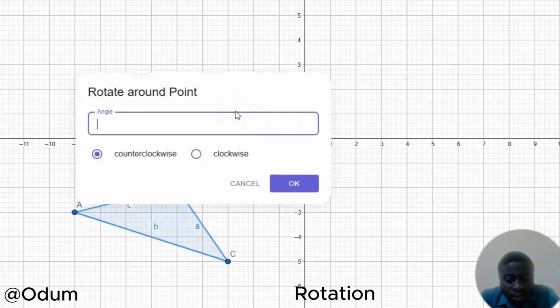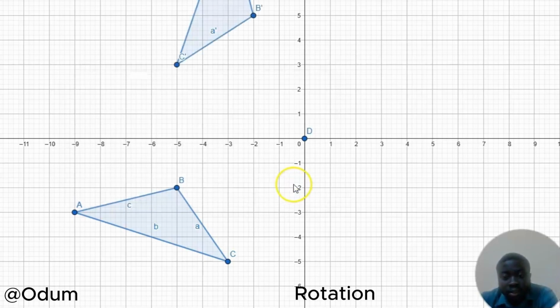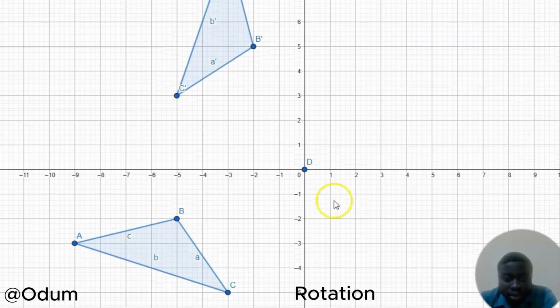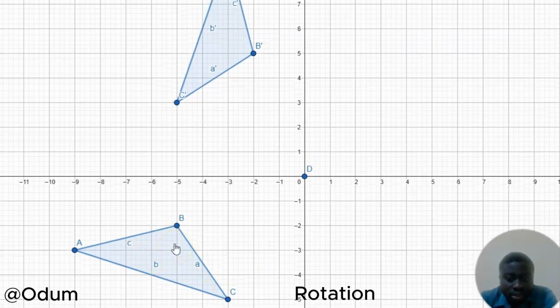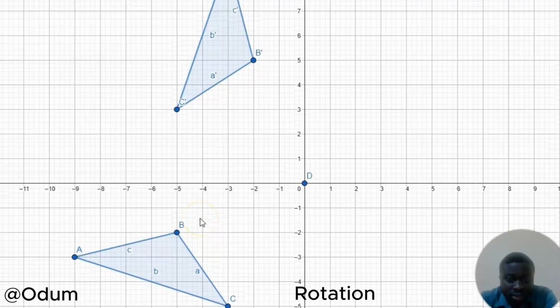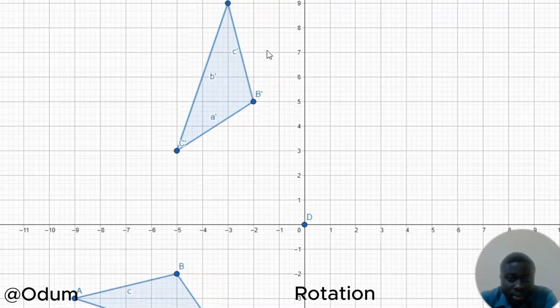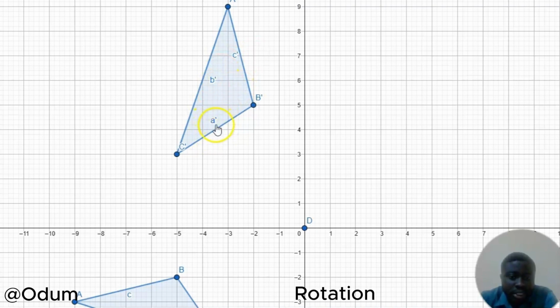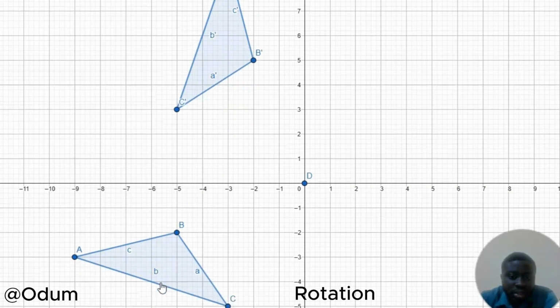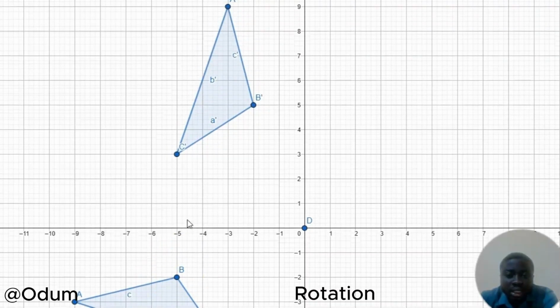So we're going to have this 270 counterclockwise. So you see where our image is forming. As you can see it clearly here, if you rotate this 270 anti-clockwise, this is the image you're going to have. So this is our object and this is our image.